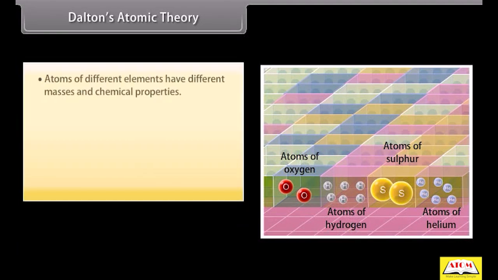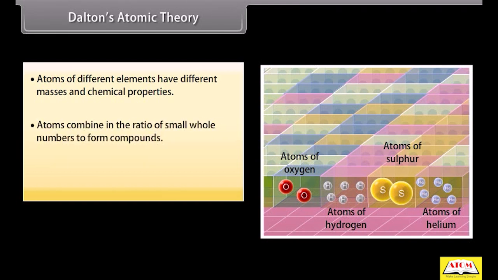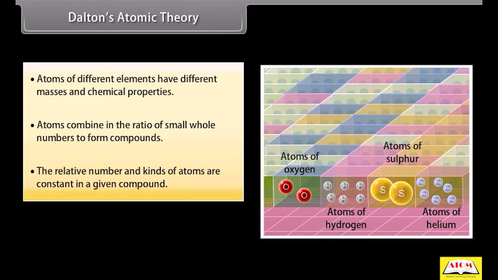3. Atoms of a given element are identical in mass and chemical properties. 4. Atoms of different elements have different masses and chemical properties. 5. Atoms combine in the ratio of small whole numbers to form compounds. 6. The relative number and kinds of atoms are constant in a given compound.